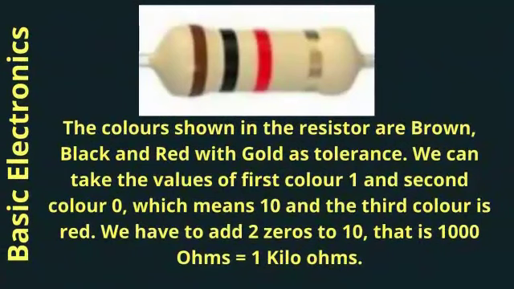Find the sample resistor given here. The colors shown in the resistor are brown, black, and red, with gold as tolerance. We can take the values of the colors: first color 1 and second color 0, which means 10. The third color is red, which means we have to add 2 zeros to 10, that comes to 1000 ohms, which equals 1 kilo ohm.